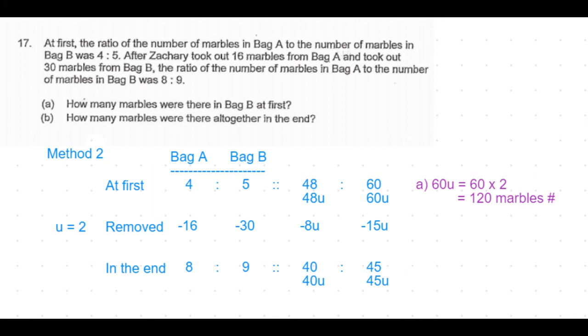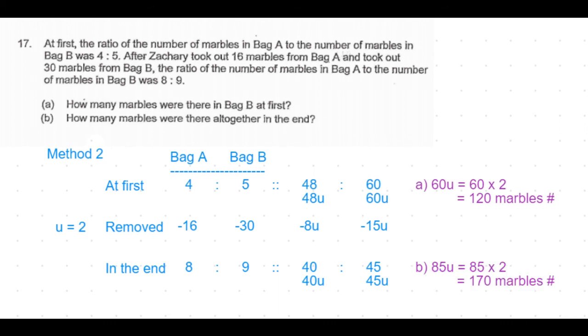Next question is, how many marbles were there altogether in the end? In the end, 40 units plus 45 units is 85 units. 85 times 2, which is 170 marbles in the end. So we would get the same answer either way. But this method is without using algebra, but using guess and check. And this is good if you have a good understanding of the ratios.